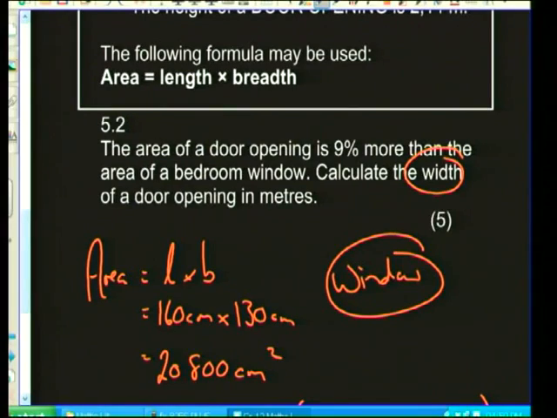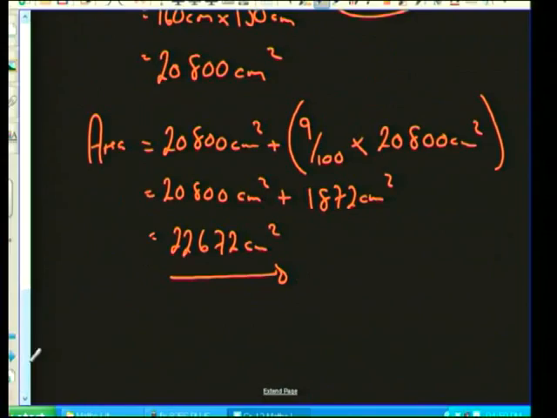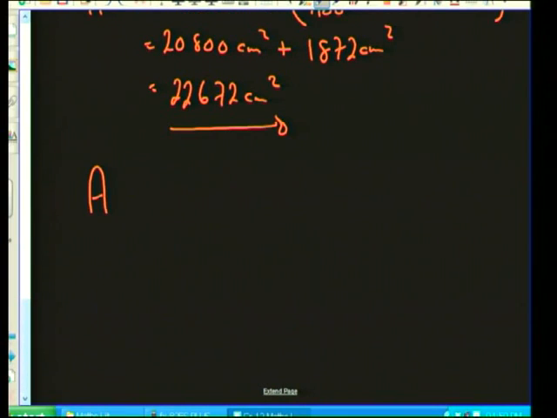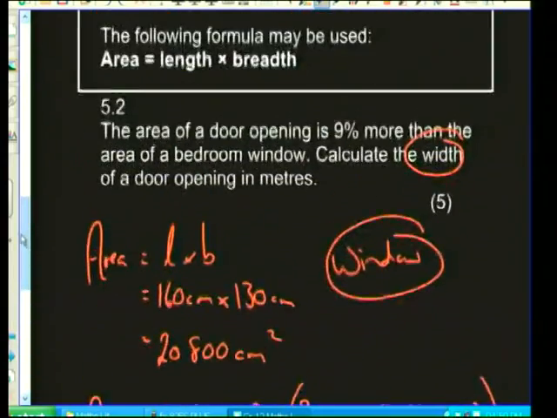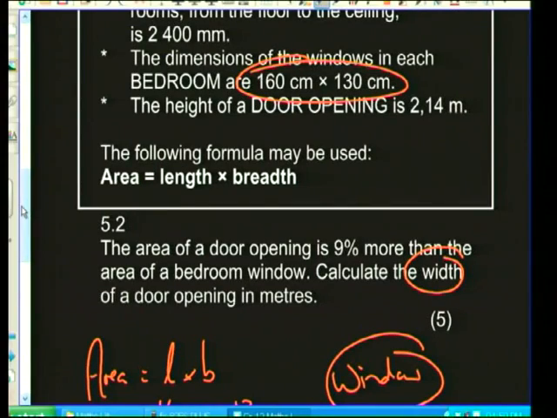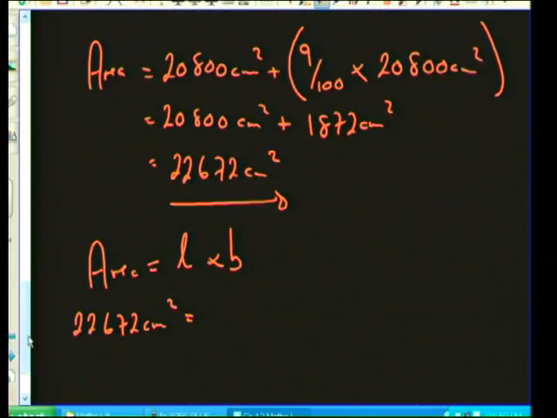The question is, calculate the width of the door. So how do we apply this? Well, we know again that area is equal to length times breadth. Now, we know the area of our door, don't we? We know the area is 22,672 centimeters squared. Do we know the length or the breadth of the door? Well, let's look at the question. We told you the height, which we could say is kind of the length. The height of the door is 2,14 meters.